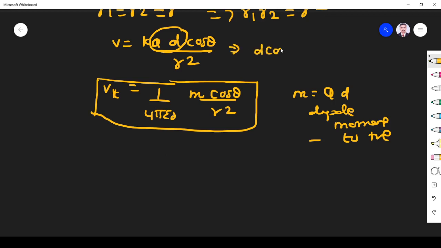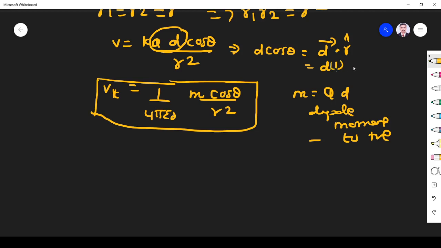So you see from this equation, we can write d cos theta as nothing but d vector dot r cap. Why? d vector dot r vector, it is A dot B. A dot B means mod d is d, and r cap is a unit vector.